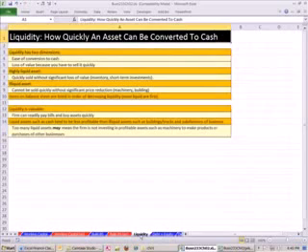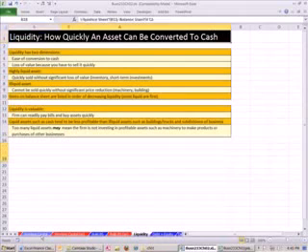Liquidity. I want to come over to liquidity. Liquidity is how quickly an asset can be converted to cash. Now liquidity is important, just like working capital is important, because if you run out of cash, you're in trouble. The number one reason that businesses, big and small, not just mom and pop stores, but all the way up to gigantic banks, as we saw in the financial crisis, fail is that people ran out of cash. So liquidity is very important.